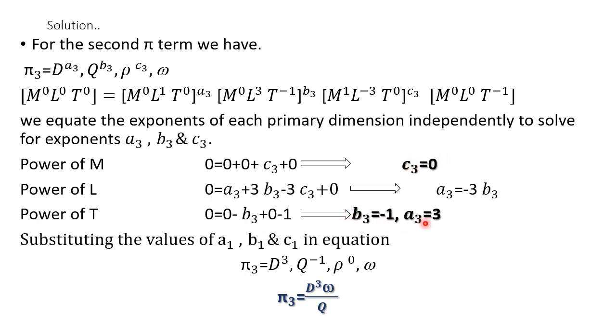Substitute these constants in the equation for pi3. So pi3 is equal to d to the power a3, a3 is 3, and q to the power b3, here b3 is minus 1, and rho to the power c3, c3 is 0. So this whole term becomes 1, and omega. So I can write pi3 is equal to d cubed omega by q. Since q to the power minus 1, I can write this in the denominator. So I got the pi3 term.